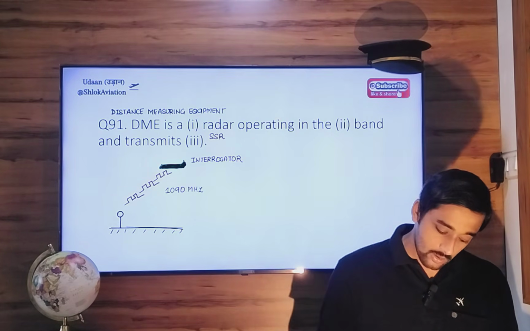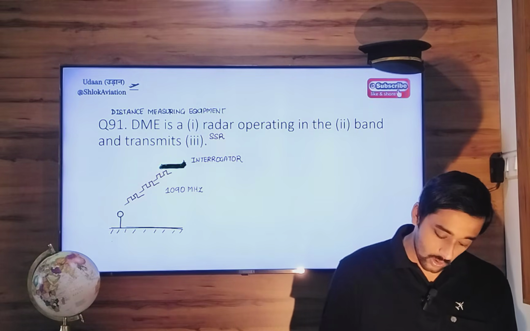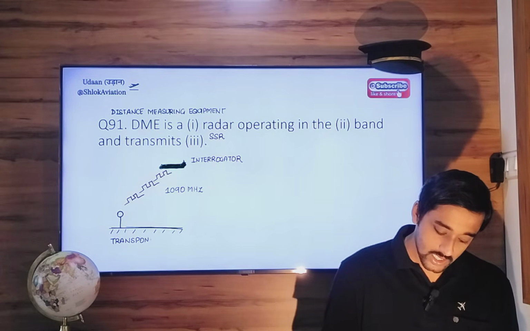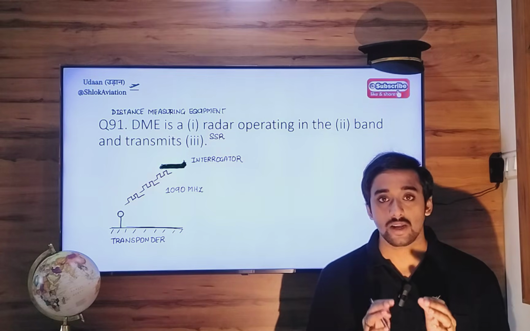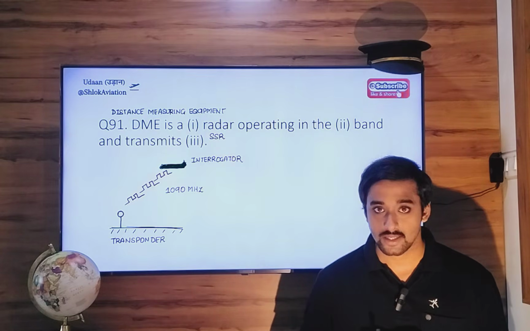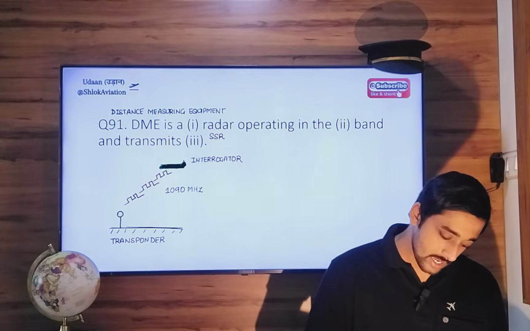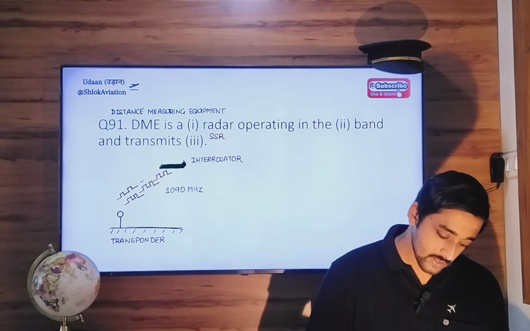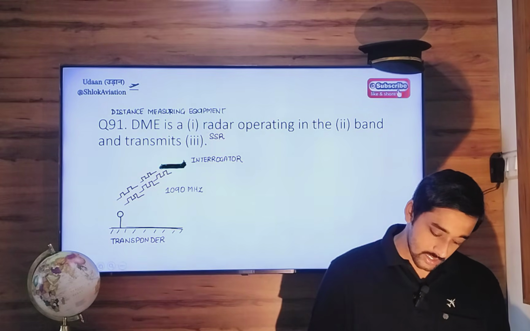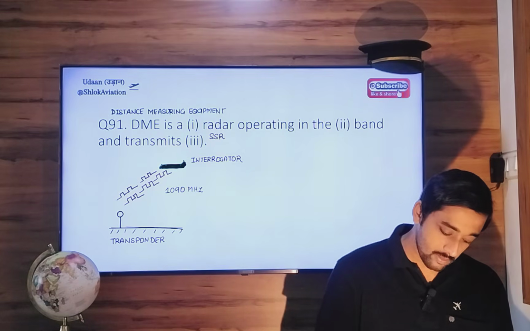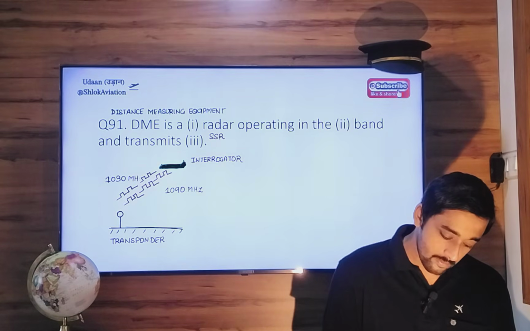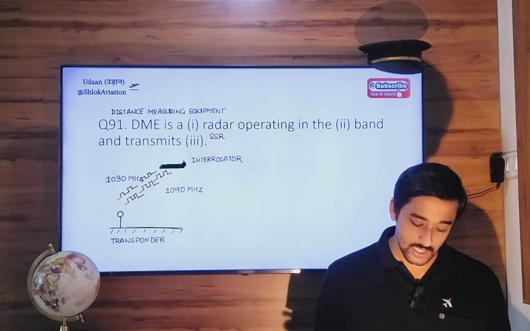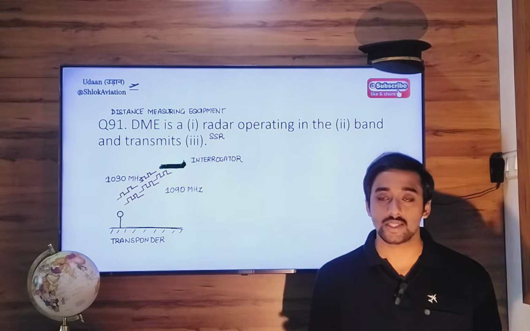Correct? The ground equipment or the ground station will be called transponder. This transponder will reply to your interrogation pulses after a fixed delay of 50 microseconds. Okay, so after a fixed delay of 50 microseconds, the reply pulses will be at a frequency of 1030 megahertz. So that's why DME is a secondary radar.